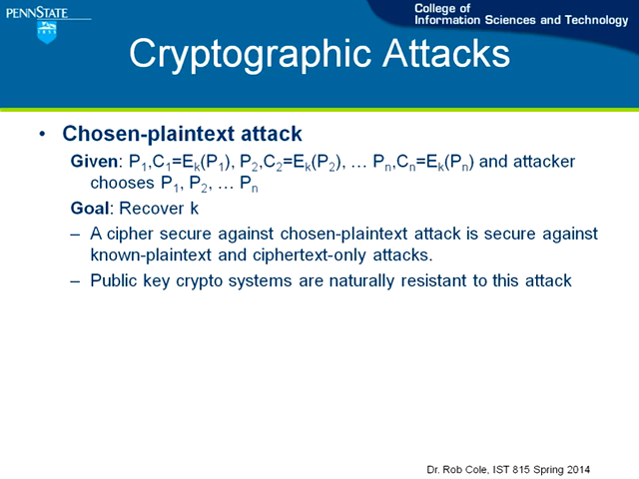A cipher that's secure against the chosen plaintext attack is going to be secure against known plaintext and ciphertext-only attacks. Public key systems are naturally resistant to this form of attack since the decryption key differs from the encryption key. Consequently, this attack is mostly applicable to symmetric key systems.